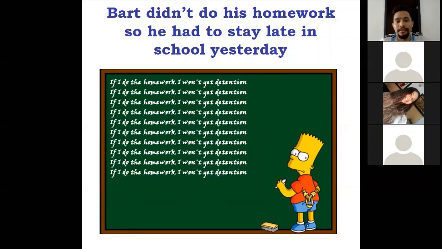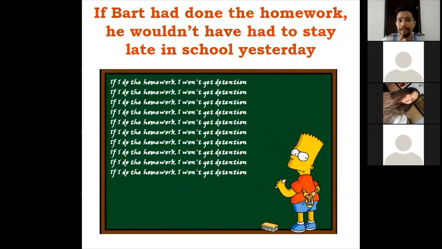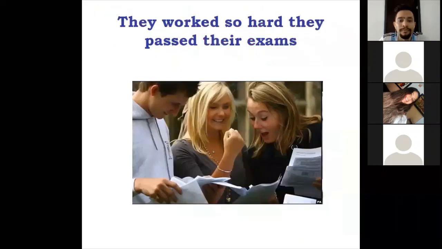All right, go ahead, mister. If Bart had done his homework, he would have had to stay late in school yesterday. Perfect. Excellent, mister. If Bart had done the homework, he wouldn't have had to stay in school yesterday. Good, good. Now, another exercise. Take a look at the three people right here. They are pretty much excited because they passed their exams. So they worked so hard, they passed their exams. Conditional type 3. Do it.